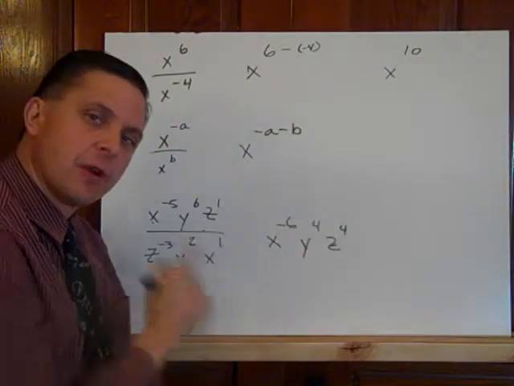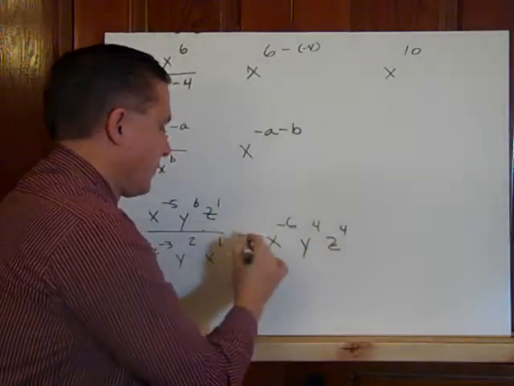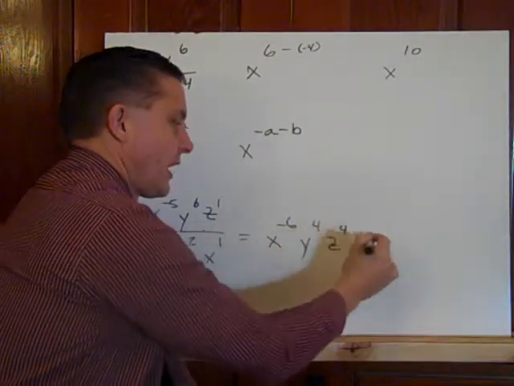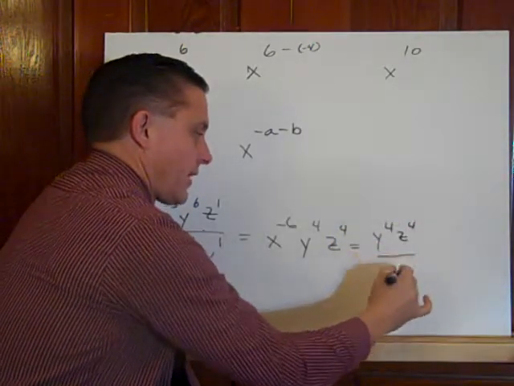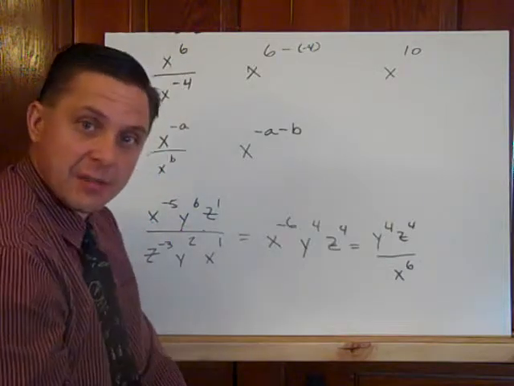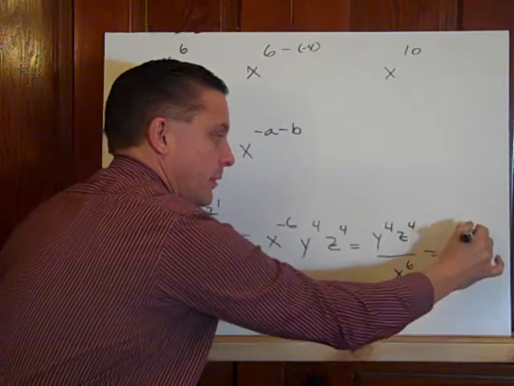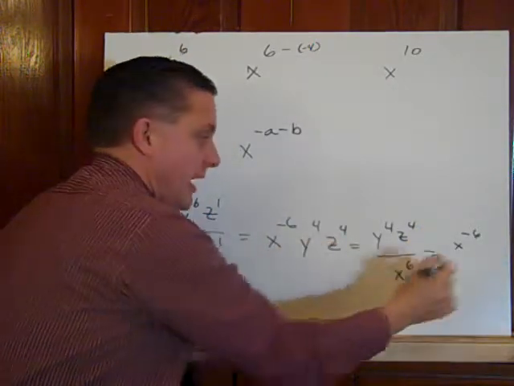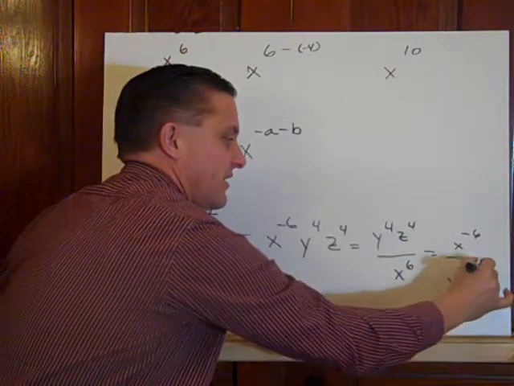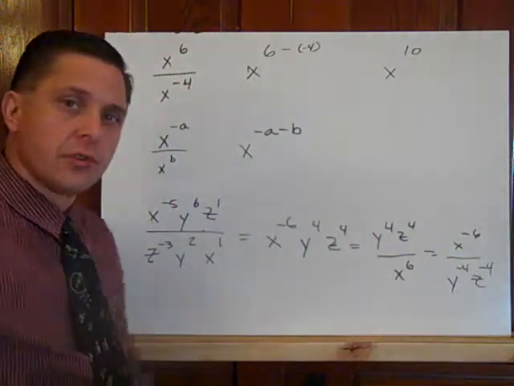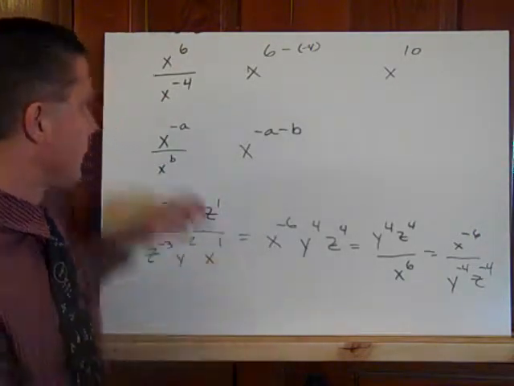And I can't stress enough, there are a bunch of ways to write this answer. If I wanted all positive exponents, I can move x to the negative 6 to the bottom, right? y to the 4, z to the 4 over x to the 6. Now they're all positive. I can also write them all with negative exponents. I can leave x to the negative 6 on top, and I can move these two to the bottom and change the exponent sign. And again, I can't say it enough times, this is one term, so we're allowed to do this. I can't do this across multiple terms, and I'll show you an example of that in a second.